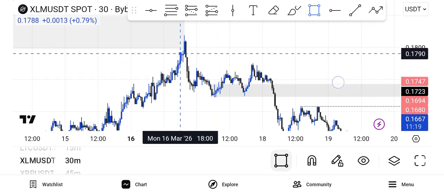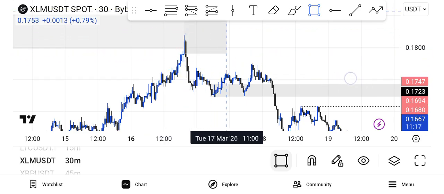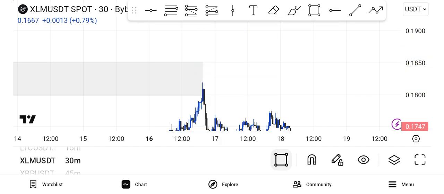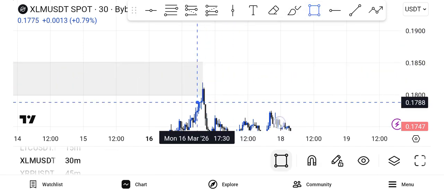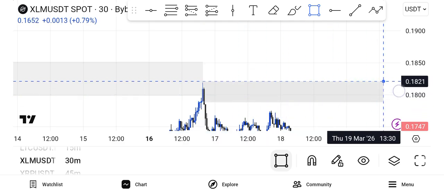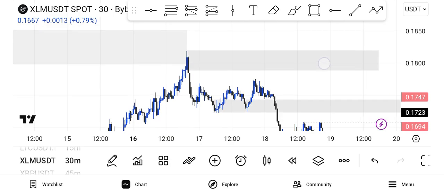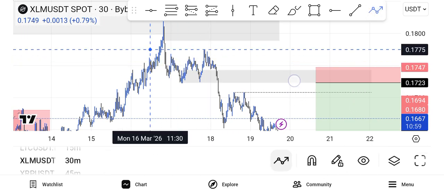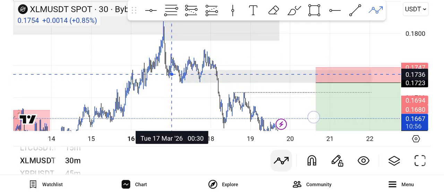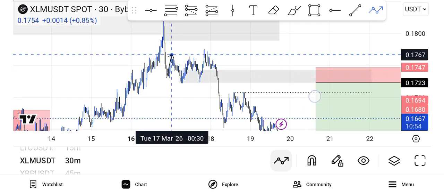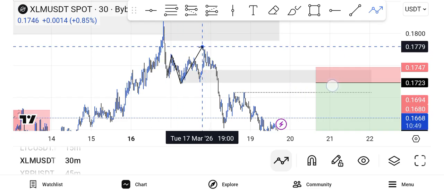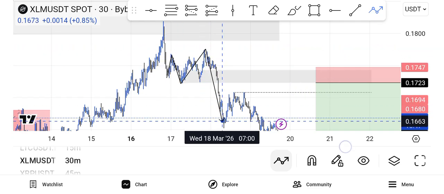We have an unmitigated OB here, which the price can still react from in the future. So all of these OBs are important. You should be marking them out. We have an OB here that is not really mitigated. Then we saw how the structure shifted from this point, and the market started creating a series of lows, highs, came back here, took out this low, then we have this break.